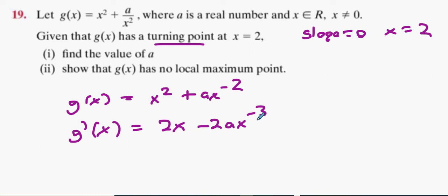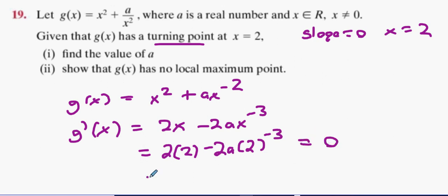We all good at that? Now, what happens when I sub in 2 for x? What has to happen? Equals what? 0. So we got 4. I think that's going to be 2a over 8, which is minus a over 4.